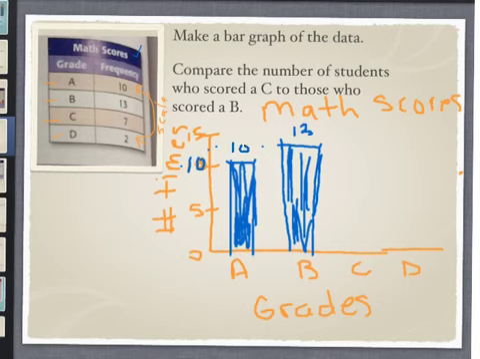Okay, then I come over to my C's. I've got 7 C's. So that's between 5 and 10. It's a little bit closer to 5 than it is to 10.